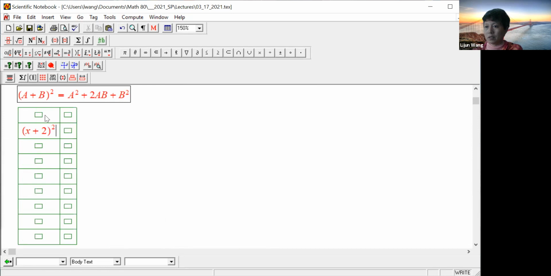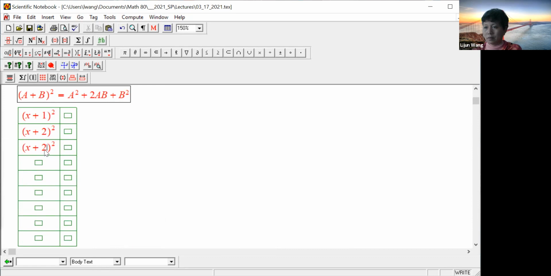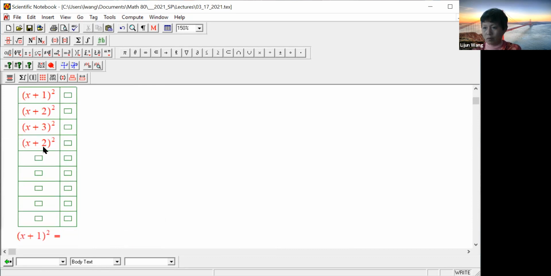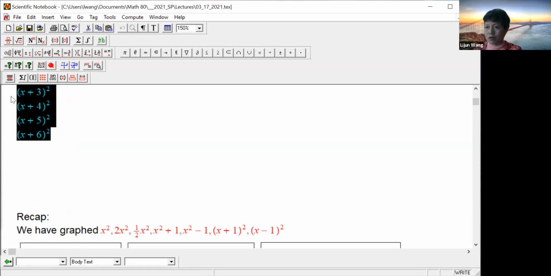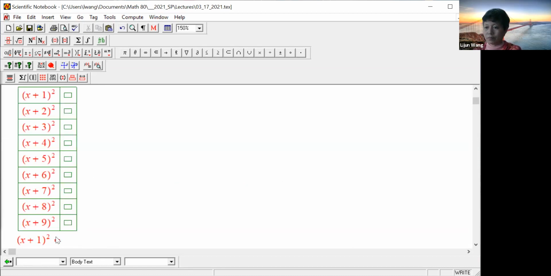How about you guys work on this? 3, 4, 5, 6, for each one of them. And you find a pattern, don't you? Do you find a pattern? Do it yourself, okay? Don't look at the answer. If you get stuck, look at the answer. What pattern have we found?